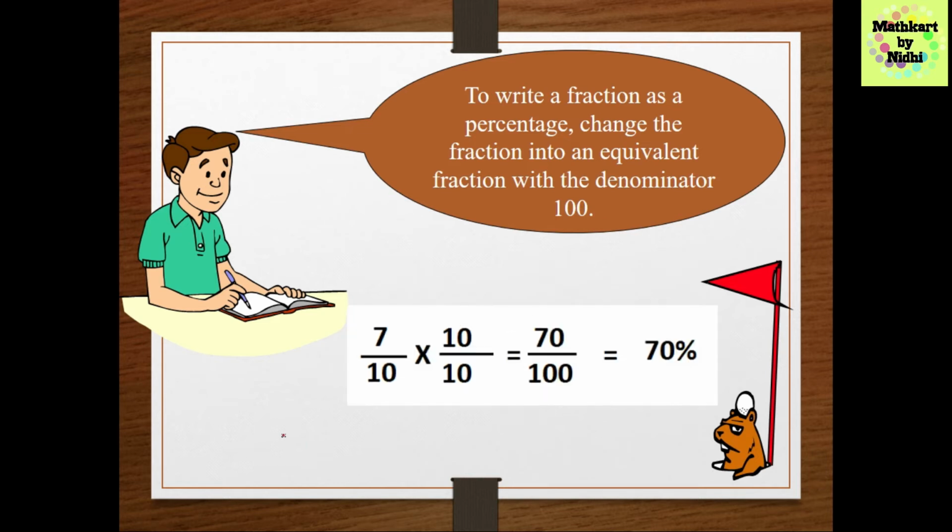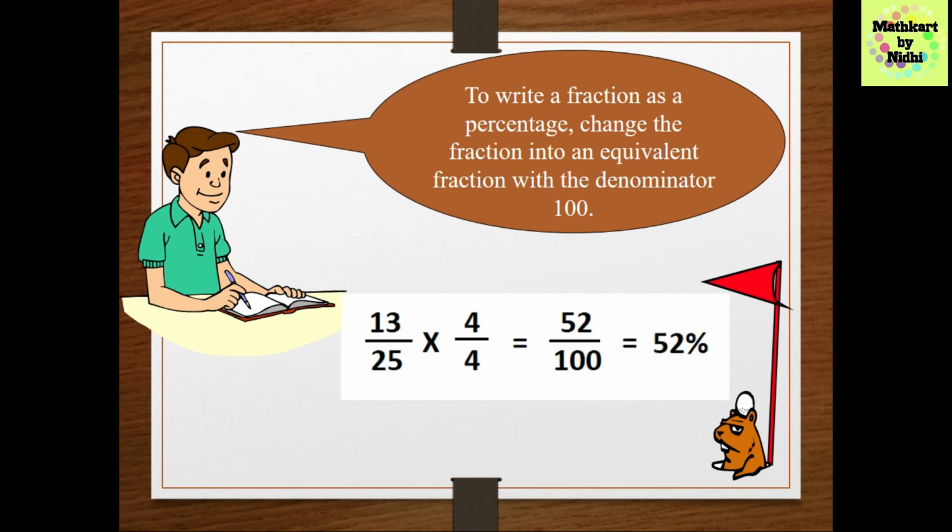Like we have 7 upon 10. For making this 10 into 100, I require a 10. When I multiply 10 by 10, I will get 100. Similarly, whatever number we multiply the denominator by, we have to do the same with the numerator also. So we multiply the numerator by 10 too. 7 tens are 70. So we have 70 upon 100, and we remove the per 100 and make it a percent sign, 70%.